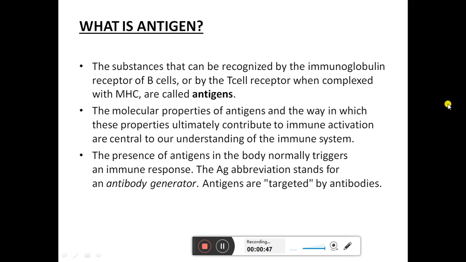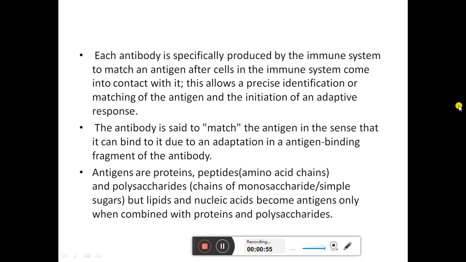The word antigen stands for antibody generator. The antigens are targeted by the antibodies. Each antibody is specifically produced by the immune system to match an antigen after cells in the immune system come into contact with it. This allows a precise identification or matching of the antigen and the initiation of an adaptive response. The antibody is said to match the antigen in the sense that it can bind it due to an adaptation in an antigen binding fragment of the antibody.